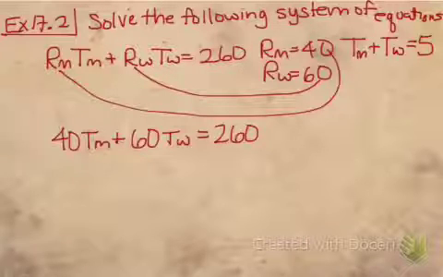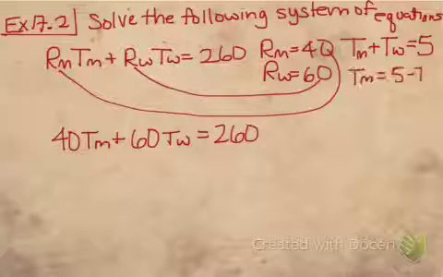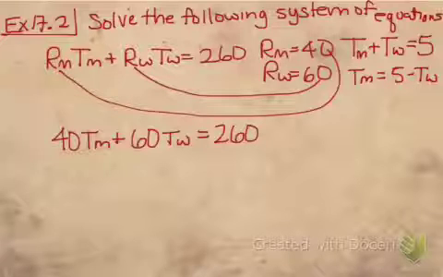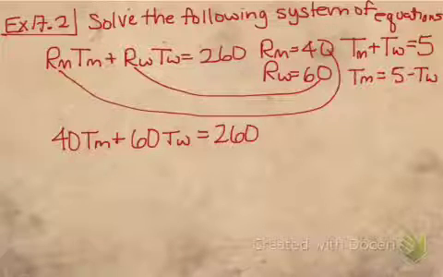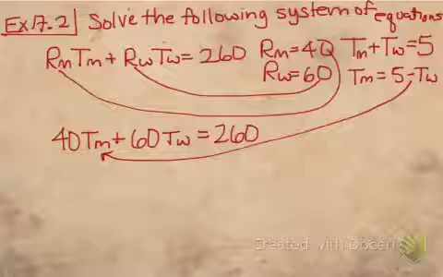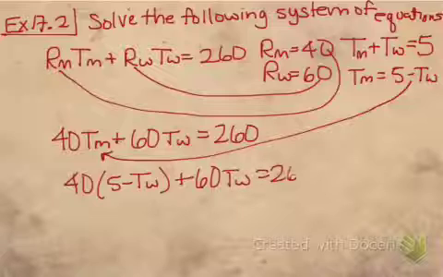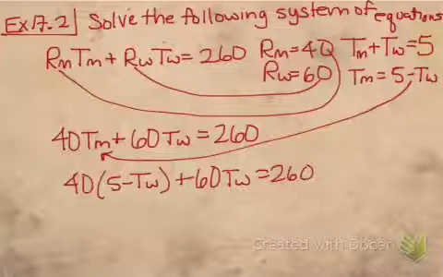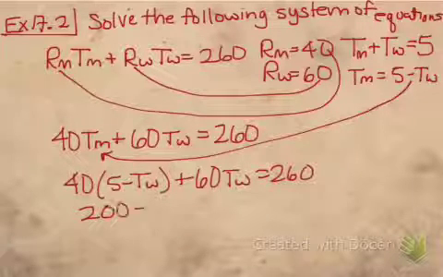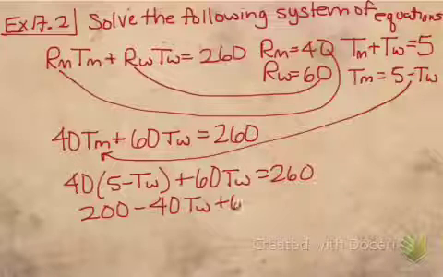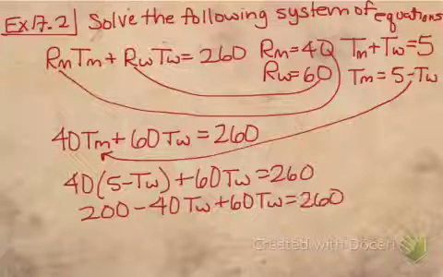We get 40 t sub m plus 60 t sub w equals 260. Now we're going to go over to t sub m plus t sub w, and we will solve for one of them. It doesn't matter which one you solve for. So we'll solve for t sub m. We just subtract t sub w from both sides, so we get t sub m equals 5 minus t sub w, and now we can plug that in. So 40 times 5 minus t sub w plus 60 t sub w equals 260. We distribute, and we get 200 minus 40 t sub w plus 60 t sub w equals 260.